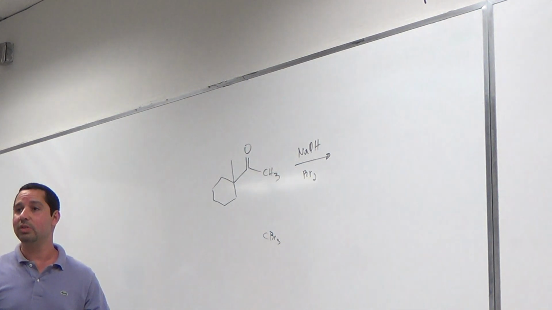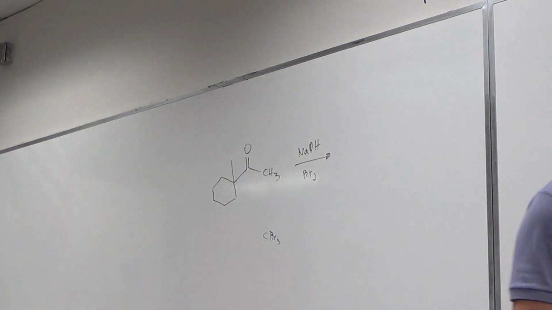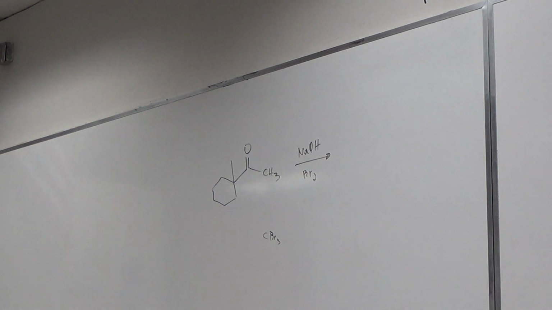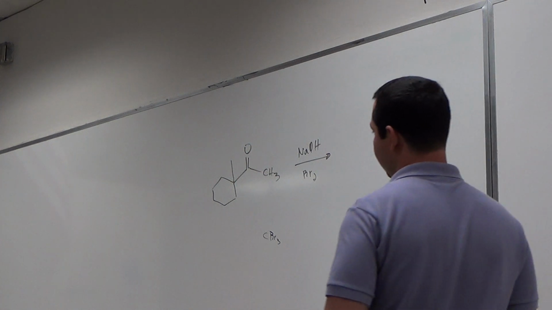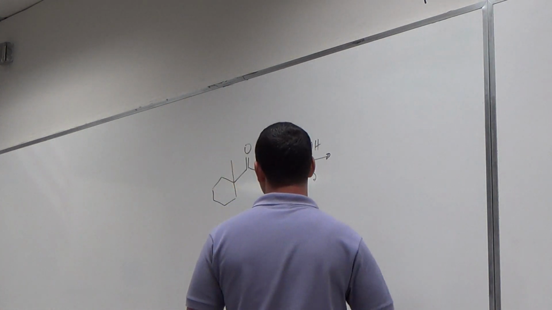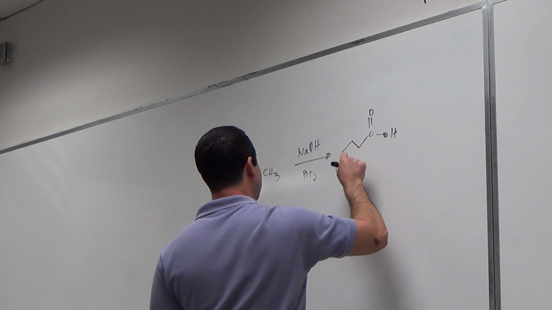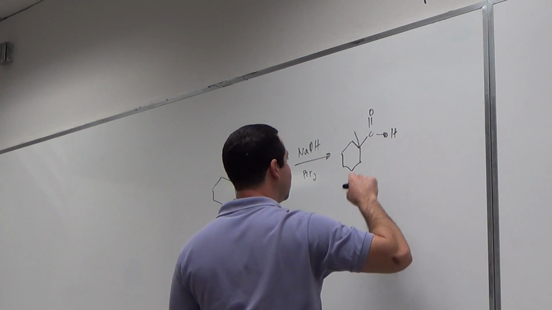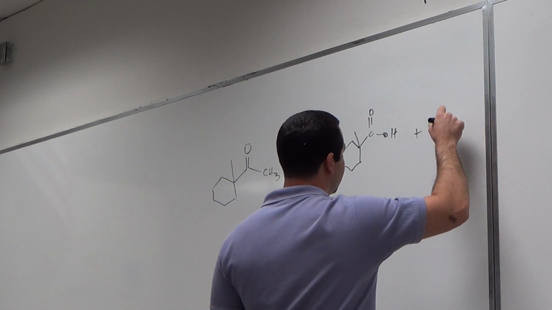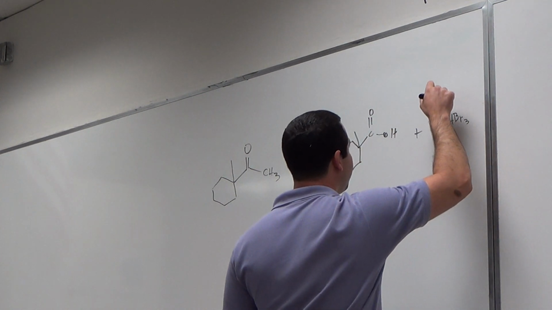And when it leaves, what do you think is going to form in the presence of water? Not an enolate. A carboxylic acid. It's going to form a carboxylic acid. So what this is going to give you is a carboxylic acid with this CH3 here, plus CHBr3. And this here is called bromoform.